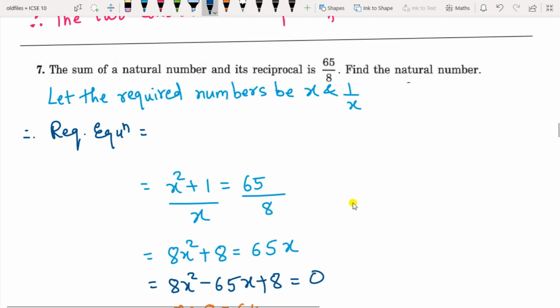Question 7 here is, the sum of a natural number and its reciprocal is 65 by 8.